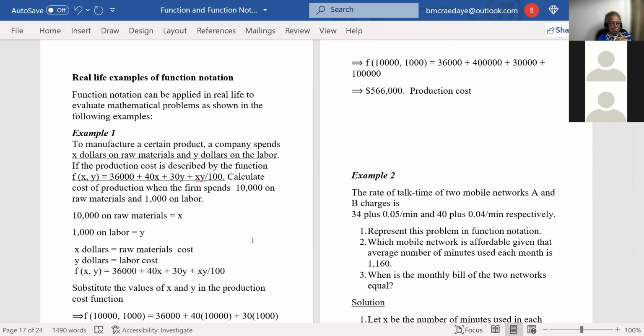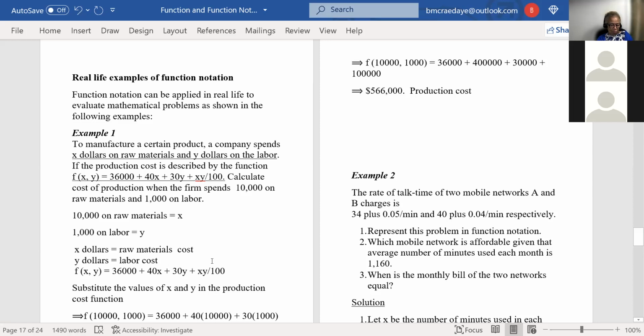Y is 1,000, and X is 10,000. So you multiply X and Y. This one is XY. That would be 10,000 times 1,000. That's right. And then divide that result by 100. Oh, this is a divide. The slash is the divide sign.